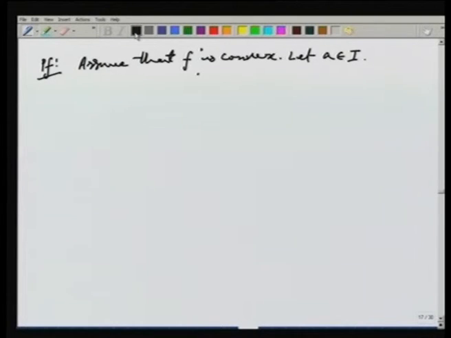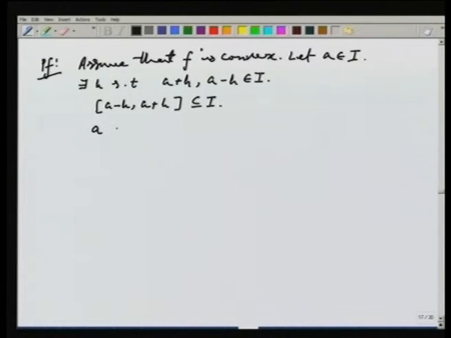Now, since I is an open interval and a is in I, this implies there exists h such that these 2 points a plus h and a minus h both are in I. That means, this whole interval a minus h to a plus h is contained in I. Now, I can certainly write a to be equal to half of a minus h plus half of a plus h, because a is the midpoint of a minus h and a plus h. Notice that then this is a convex combination.